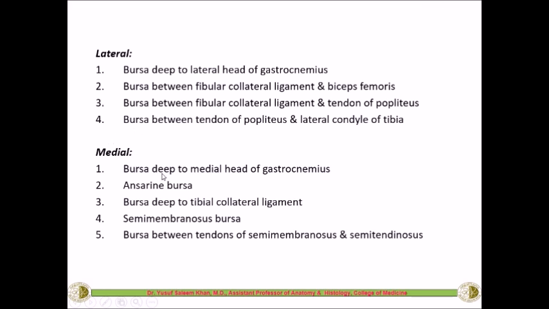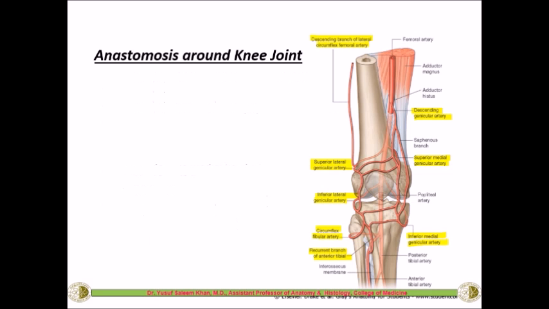And on the medial side, we also have 5 bursae. Bursa deep to the medial head of the gastrocnemius. Here is the lateral head, and here the medial head. Under both these heads, we have bursae. Then there is also a bursa called the anserine bursa. Then there is a bursa deep to the tibial collateral ligament. Then a bursa just below the semimembranosus. Then a bursa between the tendon of the semimembranosus and the semitendinosus. So these are some of the bursae present around the knee joint, but clinically the most important will be the anterior bursae of the knee joint.